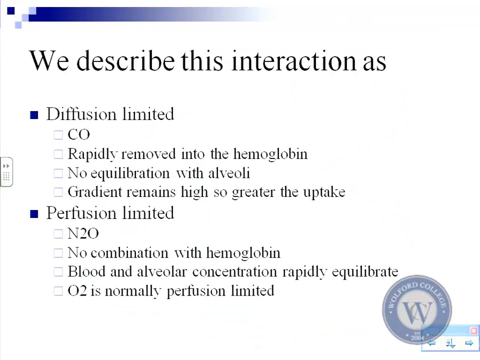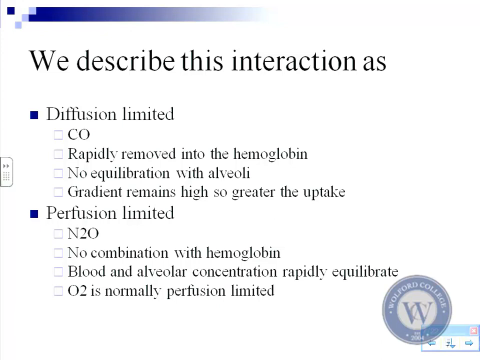Now, the way we describe this interaction is we either describe it as diffusion limited or perfusion limited. Okay? Diffusion limited basically has to do with carbon monoxide. Carbon monoxide is so rapidly taken up by the hemoglobin that there's no equilibration with the alveoli, and that limits the uptake. If you look at the other one, which is perfusion limited, which is nitrous oxide, there's no combination with hemoglobin. In other words, you're going directly into the plasma.